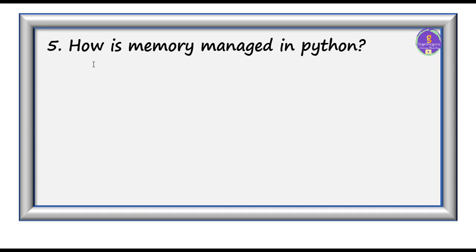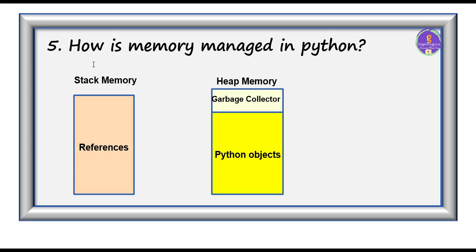The next question is, how is memory managed in Python? Let's understand. There are two types of memory: one is stack memory and the second is heap memory. Let us say I have x equal to 10. What is x here? x is a name, that is, a variable. This x will get memory space in stack memory, and this 10 is nothing but an object in Python, so this object will get memory space in heap memory. In Python, references are always stored in stack memory, and objects and data structures are stored in heap memory.